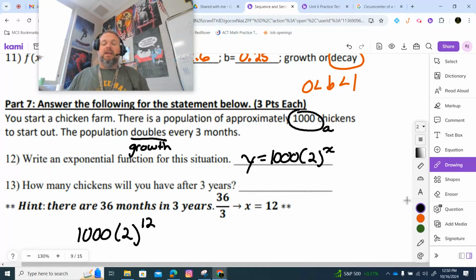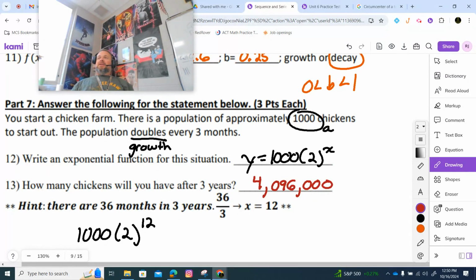Okay? Now, when we do that, look at all those chickens. Okay? 4,096,000 chickens.